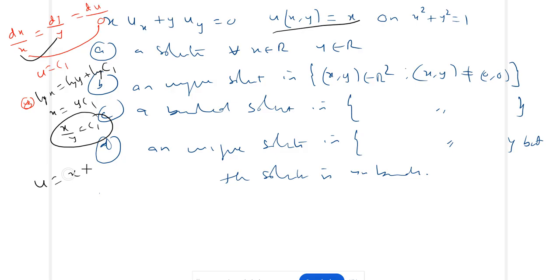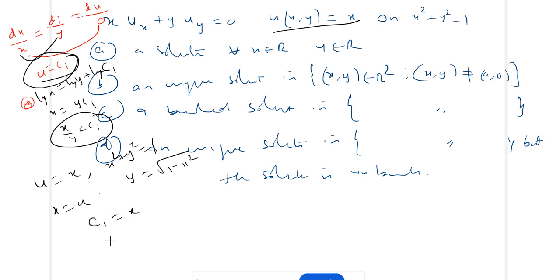x ன்னு கொடுத்துருக்காங்க, and எங்கே கொடுத்துருக்காங்கன்னா on the x square plus y square equal to 1ல. So u equal to x னா that is from this x equal to u, and what about the nature of the y here? y equal to root of 1 minus x square. இதுவும் அவங்க கொடுத்துருக்குது on this curve. So from this what about the c1? c1 is u நம்ம கண்டுபிடிச்சிருக்கிறது. So c1 equal to x ன்னு வந்துடுது.